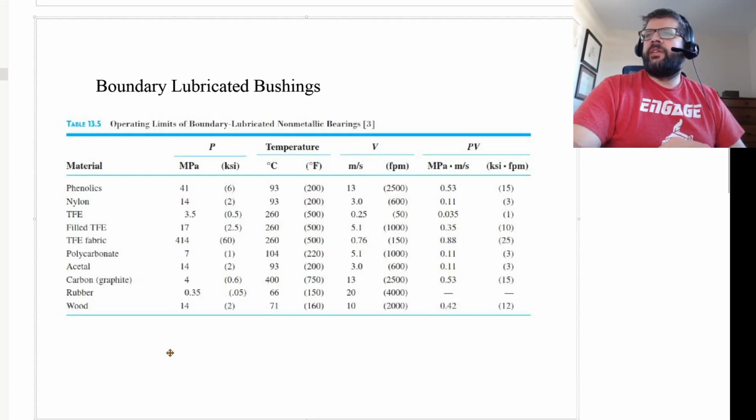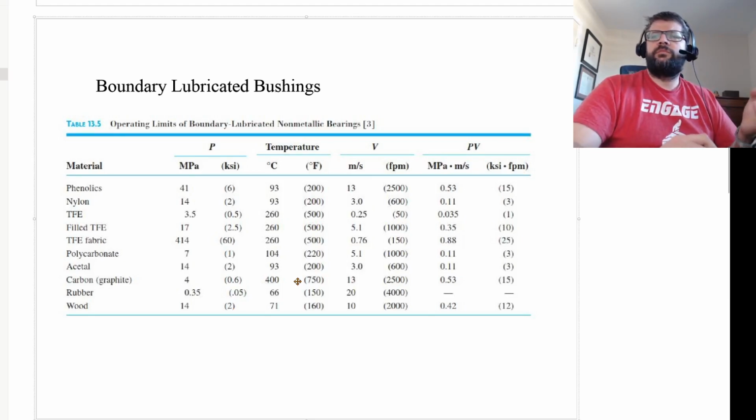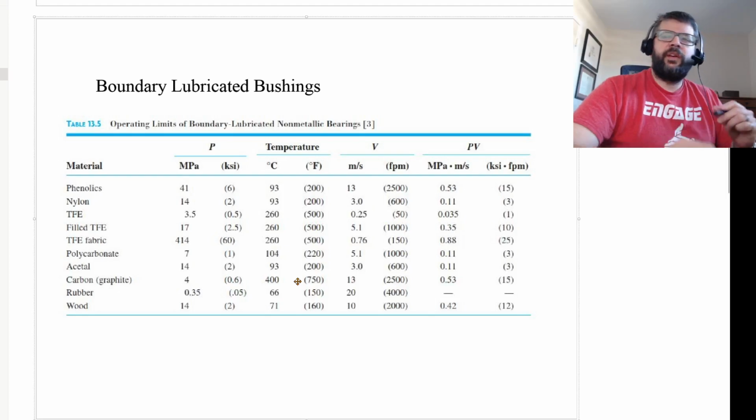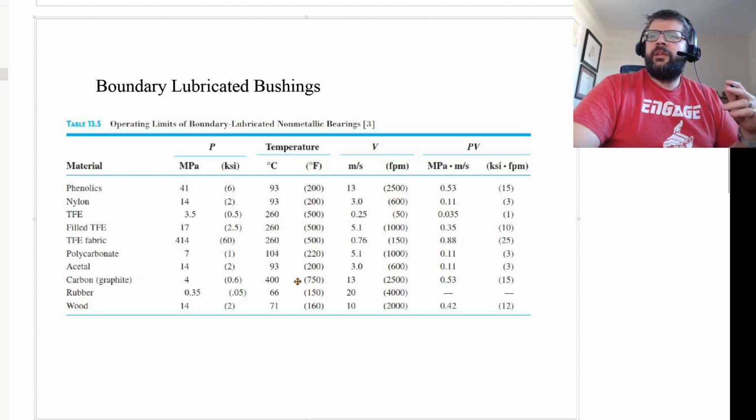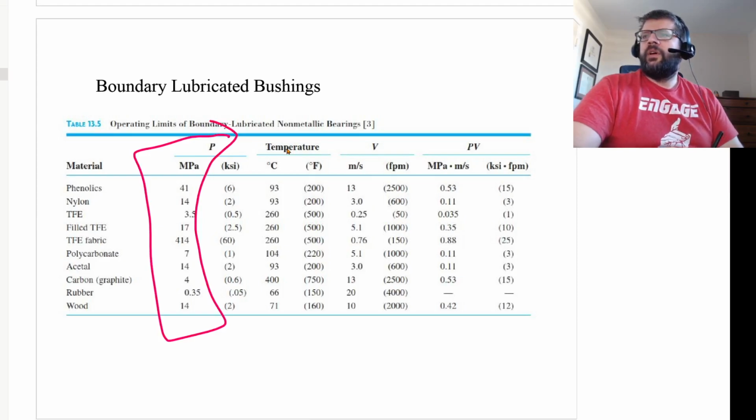We've also got non-metallic bearings, so phenolics, nylon, polycarbonate, rubber, wood. Obviously some of them are going to be better than others, but you can have different pressure ranges available.